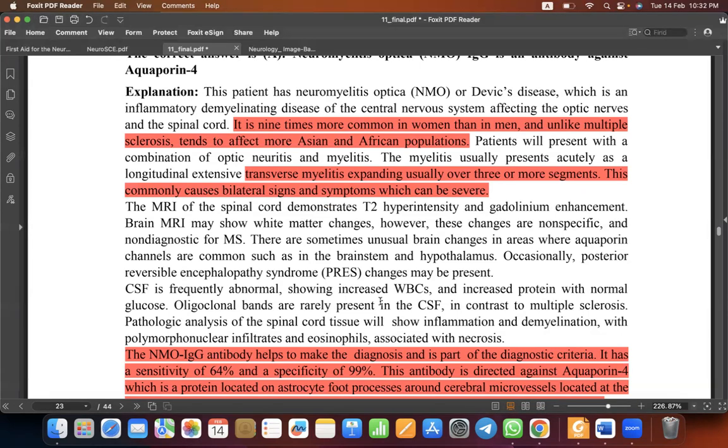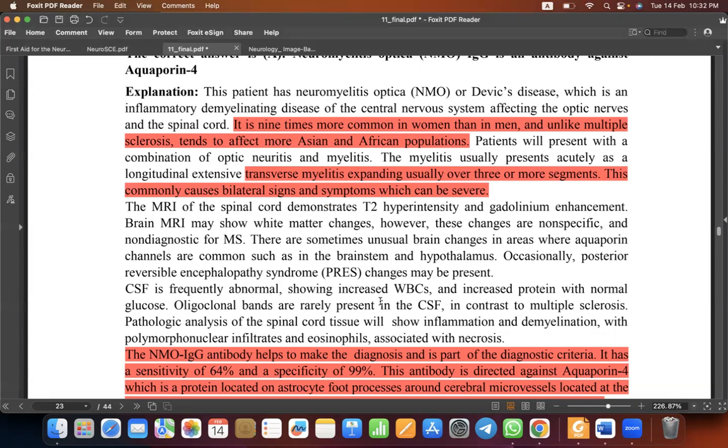The brain MRI shows white matter changes. However, these changes are non-specific and non-diagnostic for multiple sclerosis. That's very important: these features are non-specific, okay? In multiple sclerosis, there will not be any longitudinally extensive transverse myelitis as well.